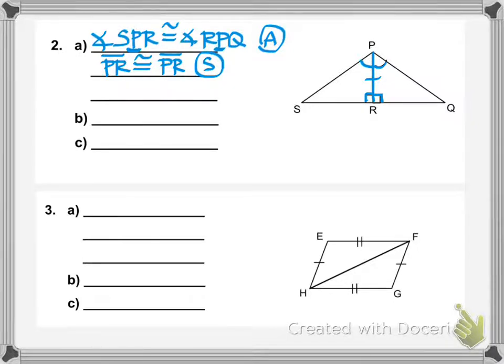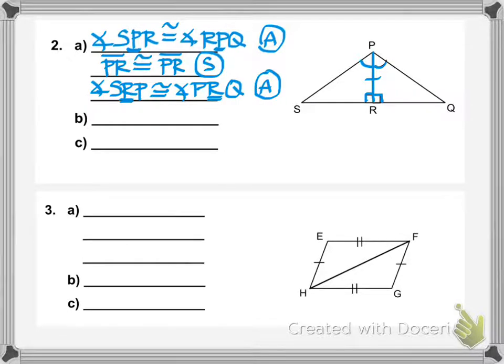Again, they both have vertex R, so we're going to name both angles with 3 letters. So the right angle on the left, I might call angle SRP or PRS. Either one is fine. Make sure R is in the middle, and that's congruent to the other right angle on the right triangle. We could call it angle PRQ or QRP. Again, we want to have that R in the middle. And that is a pair of angles that are congruent, so I'm going to put an A off to the side.